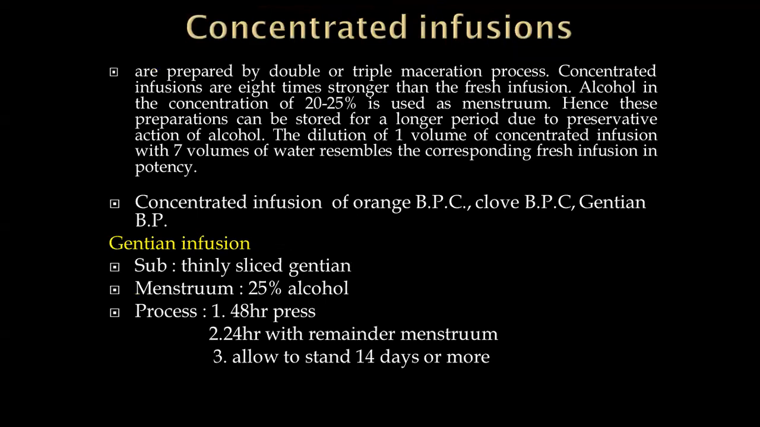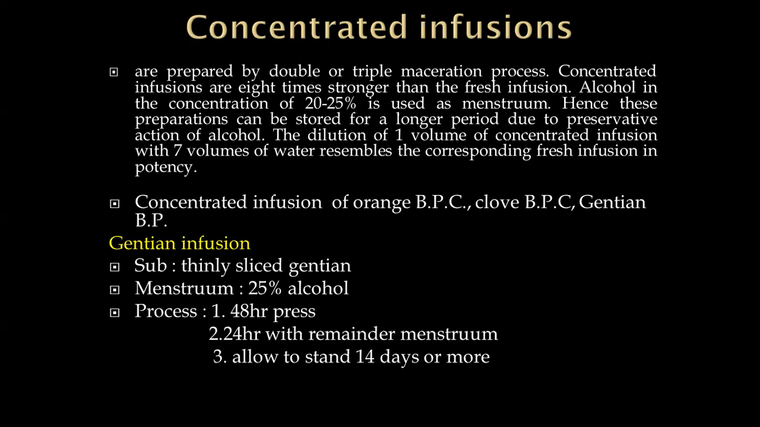And the concentrated infusion, okay, so the normal infusion is made into a concentrated form by using two different methods. One is the double maceration method, or it may be the triple maceration method. The concentrated infusions are 8 times stronger, as I told you in the previous slide. So we are diluting with 7 parts of menstruum. So it is generally 8 times stronger than the fresh infusion.